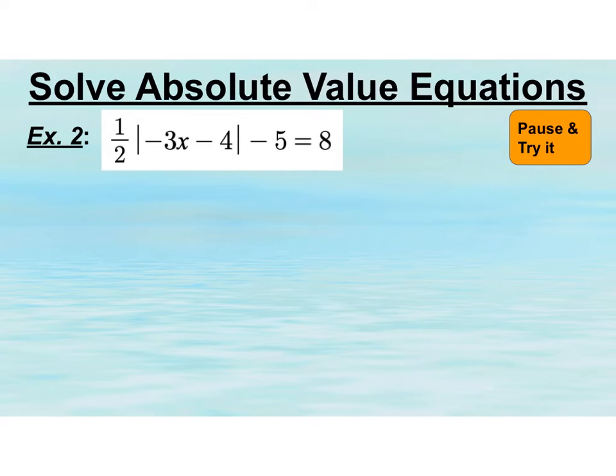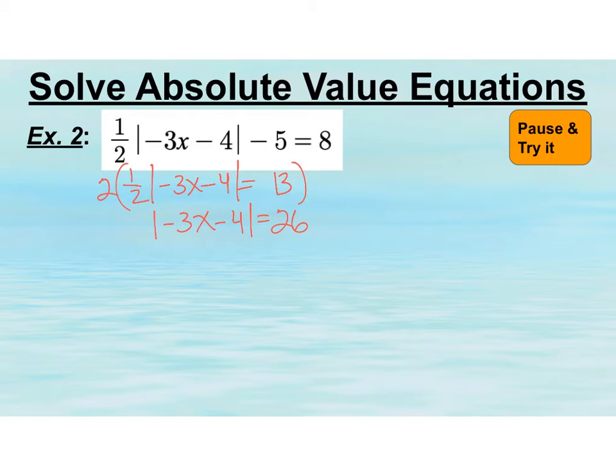I want you to pause and try this absolute value equation. Now I'm going to do it. So I'm going to add 5. And now I have 1/2 times my group, so I want to undo the 1/2 by multiplying everything by 2. Remember to go to the other side of the equal sign, so I'm going to get 26.